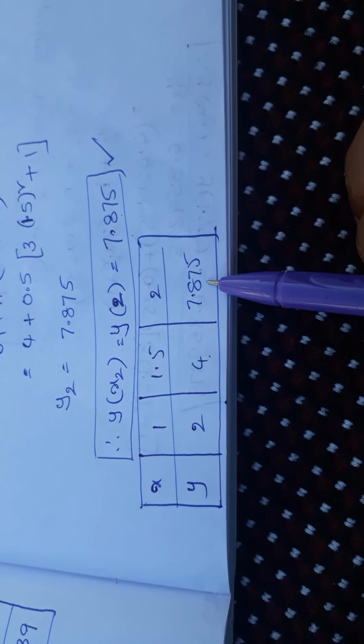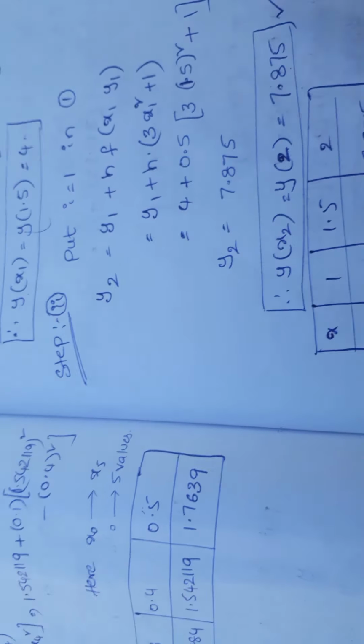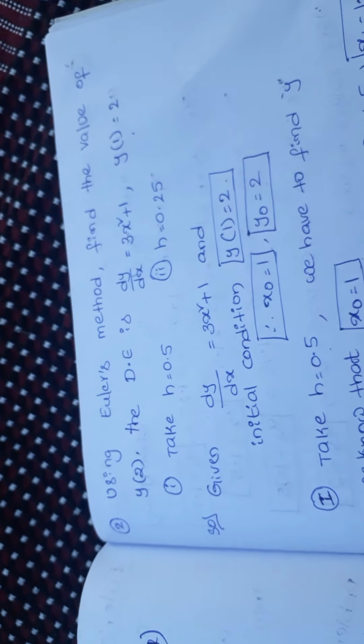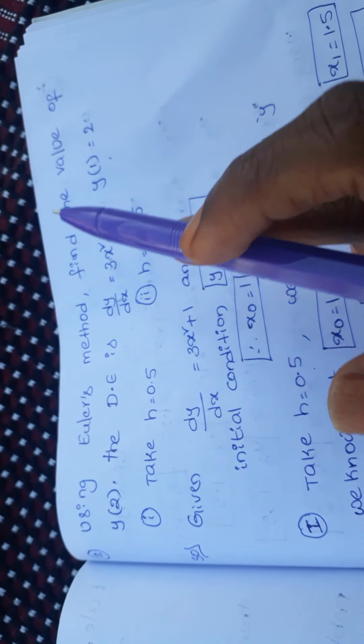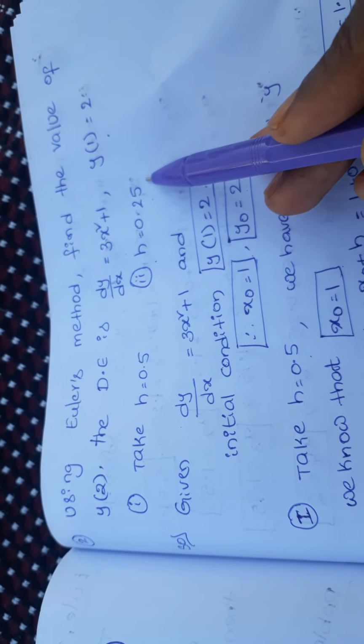This is 7.875. Okay, clear. So this is the graph. This is the final solution of the given differential equation 3x square plus 1 by using Euler's method. And the same for the second one, h is equal to 0.25.